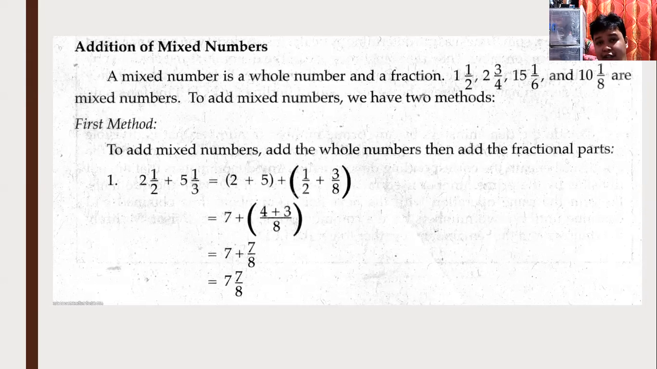Hindi ka na mag-a-adjust doon sa may numerator na pinagkunan mo ng denominator. So, nangyari, 8 divide 2, 4 times 1. So, nangyari, 4 plus 3 over 8. Then, 4 plus 3 in-add, 7. So, ang naging sagot, 7 plus 7 over 8. Ang naging mixed number niya is 7 and 7/8. So, yun yung addition of mixed numbers.